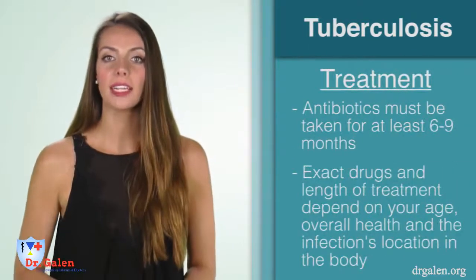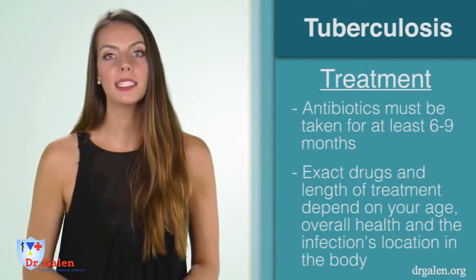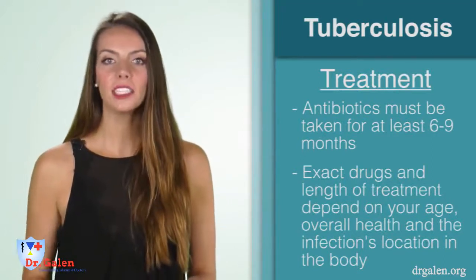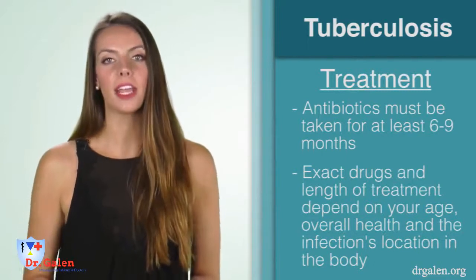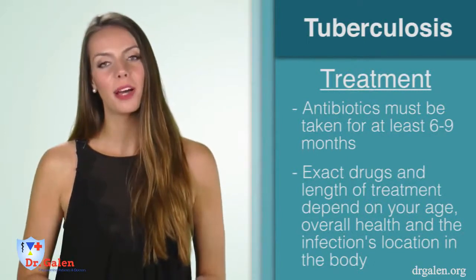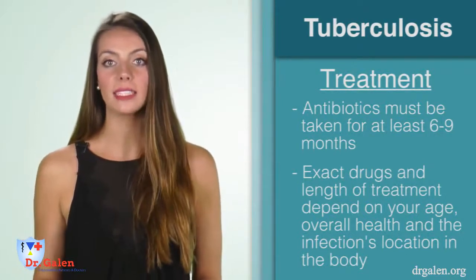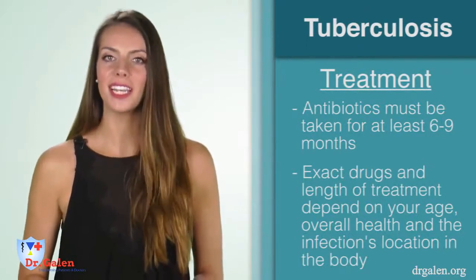According to the Mayo Clinic, to treat tuberculosis, you must take antibiotics for at least 6 to 9 months. The exact drugs and length of treatment depend on your age, overall health, possible drug resistance, the form of TB, either latent or active, and the infection's location in the body.